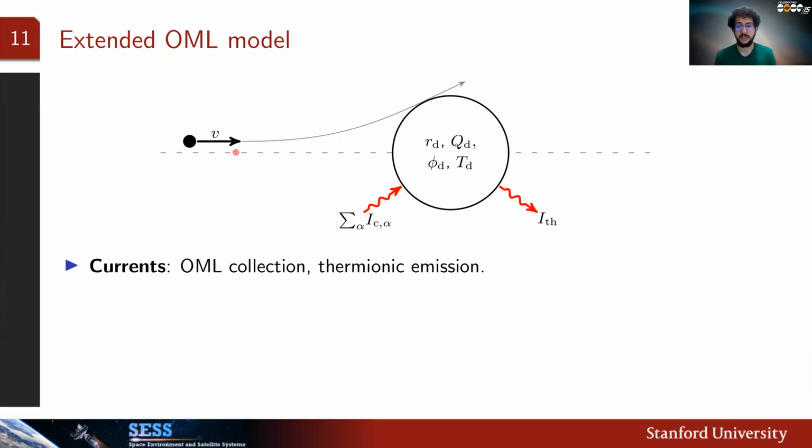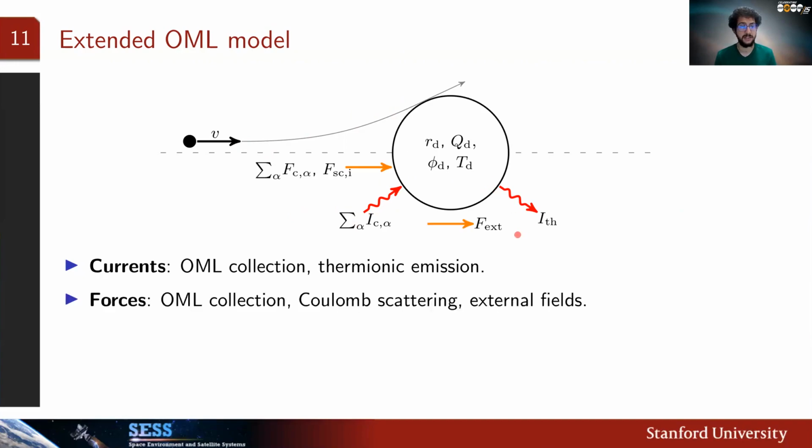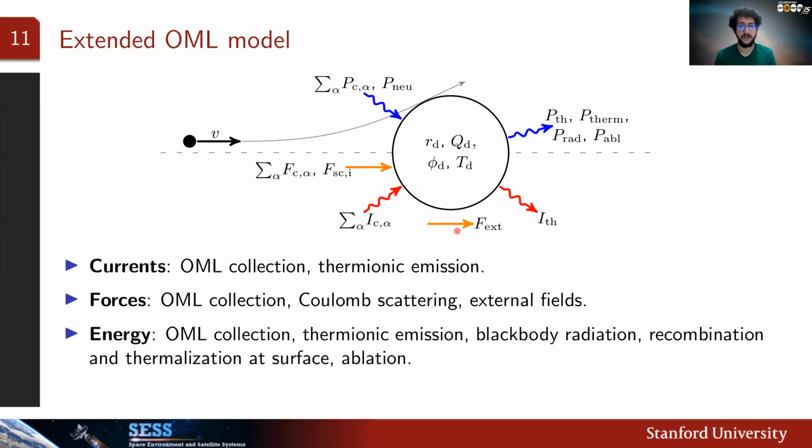The current balance includes collection of ambient plasma particles and thermionically emitted electrons from the surface. The force balance includes direct momentum transfer from collected particles, Coulomb drag due to scattered particles which don't reach the surface but interact electrostatically with the dust, and forces due to external fields. The energy balance includes kinetic energy transfer from collected particles, recombination and thermalization at the surface, energy loss to thermionic electrons, and thermal radiation and ablation. And finally, the mass balance includes accumulation of like particles and ablation of neutrals from the surface if the surface temperature is high enough.